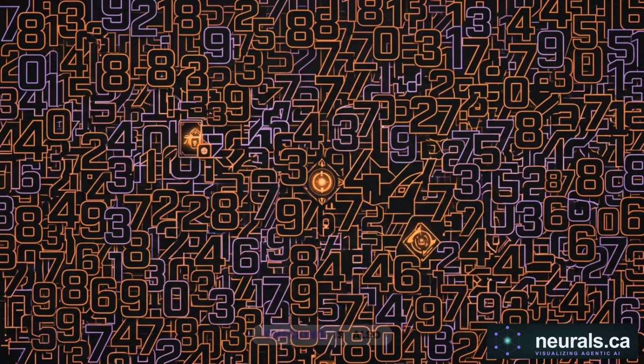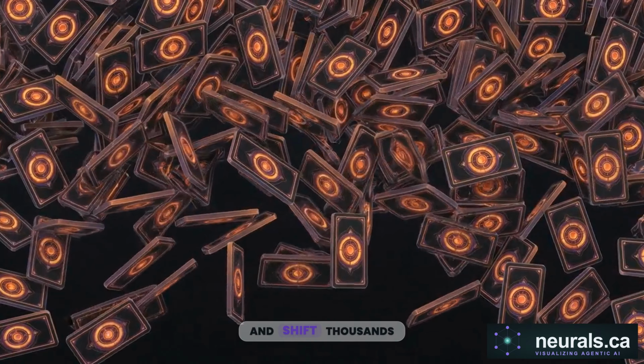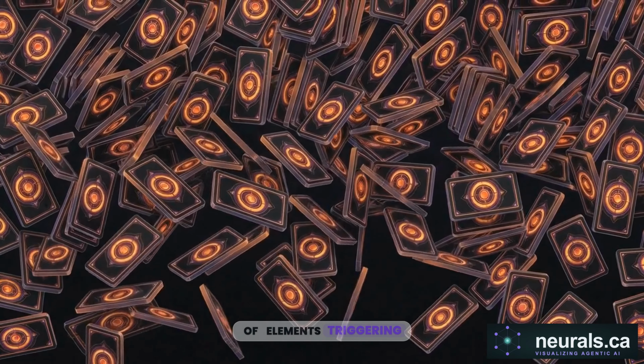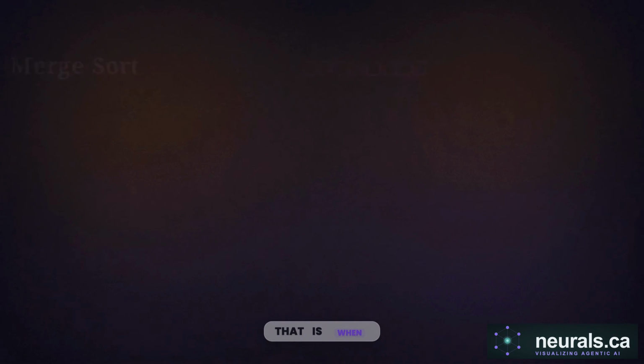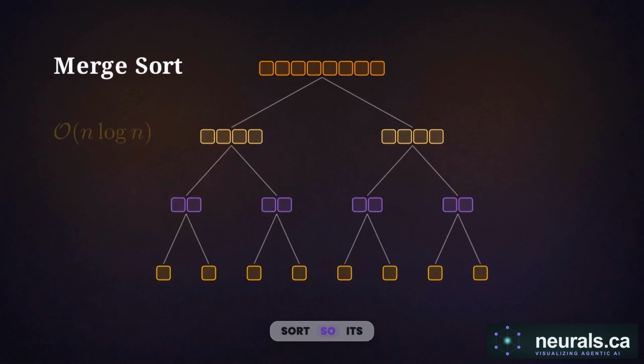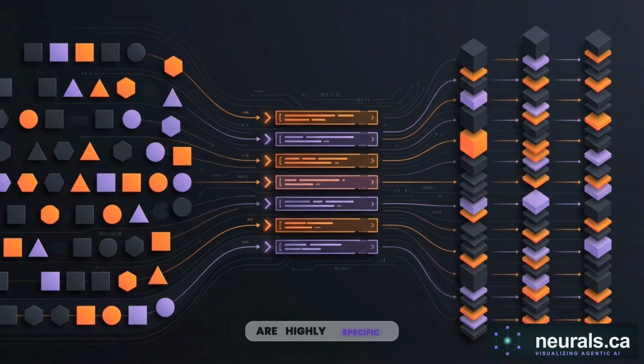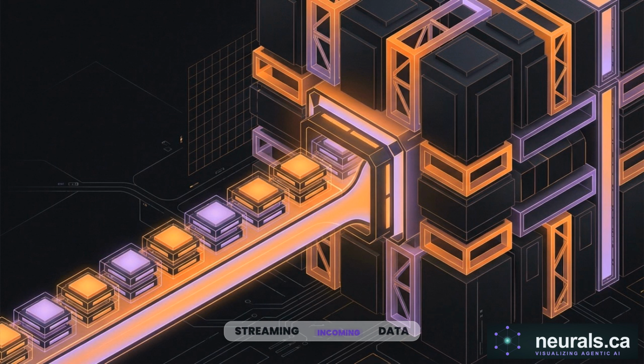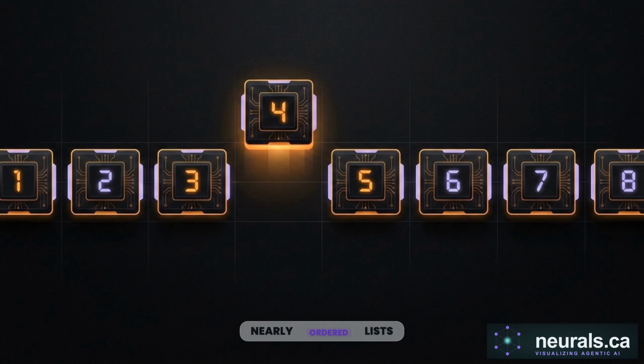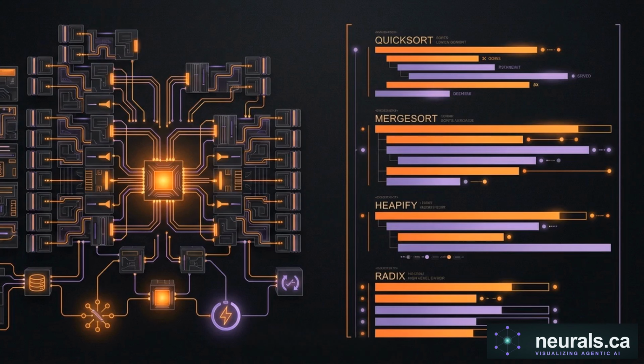But this localized checking is also its absolute limit. If you feed it a massive, randomly ordered dataset, every new item forces the system to scan and shift thousands of elements, triggering a quadratic collapse. That is when you need a tool like merge sort. So its ideal deployment zones are highly specific. It thrives on streaming incoming data, it cleans up nearly ordered lists, and drives modern hybrid sorts.